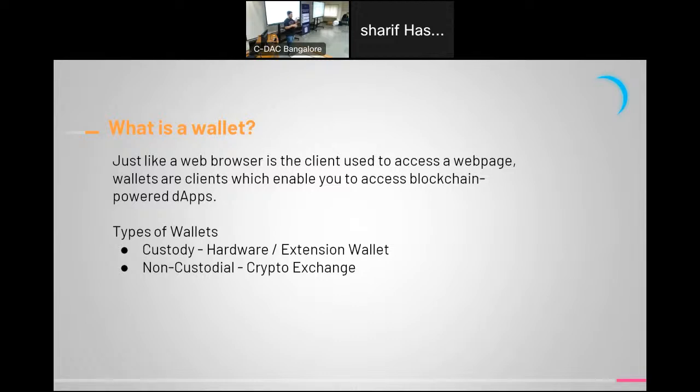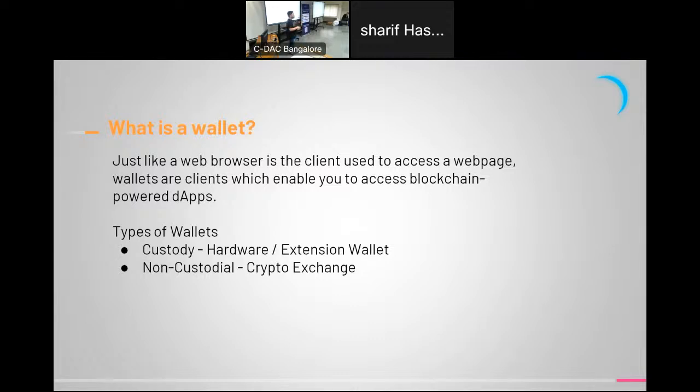Now, there are two kinds of wallets. There is one called the custodial wallet, which is basically a hardware or extension-based wallet. So it can be like a pen drive which you own, which has all the cryptocurrencies downloaded in an online format which you can store. That's called a hardware or hard wallet, right? And then there is something called a software or extension wallet. Extension wallets can be as simple as a Google Chrome extension. One of the most popular software wallets is MetaMask. MetaMask is a wallet that can be used to do transactions in Web3 and also used as an identifier of your identity on Web3.